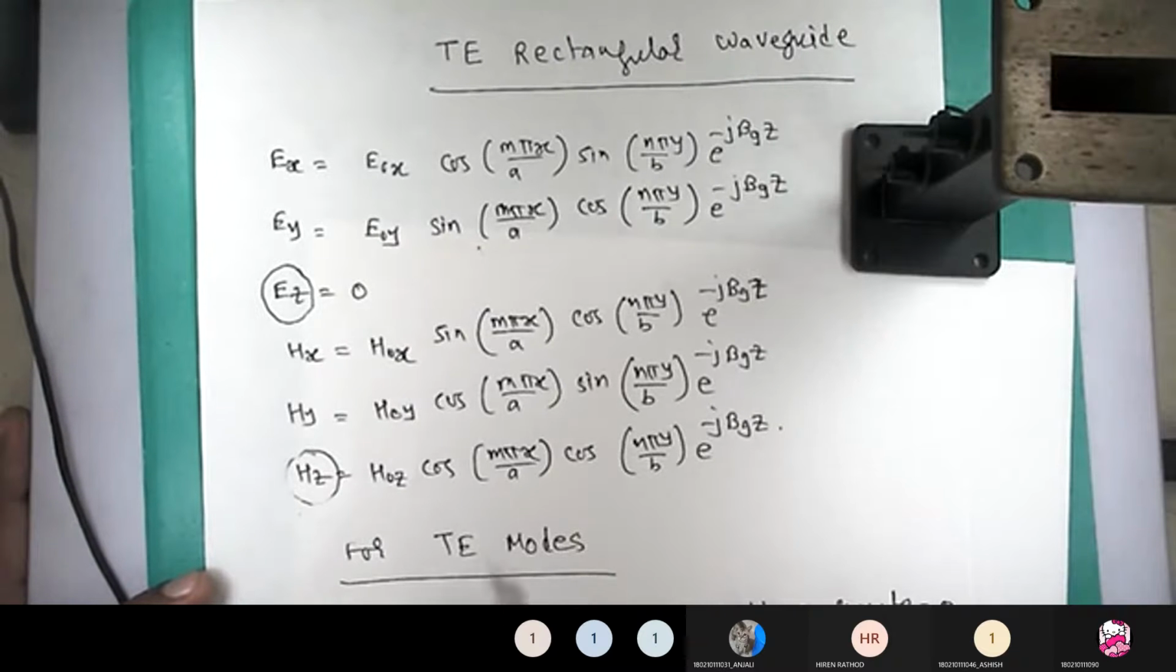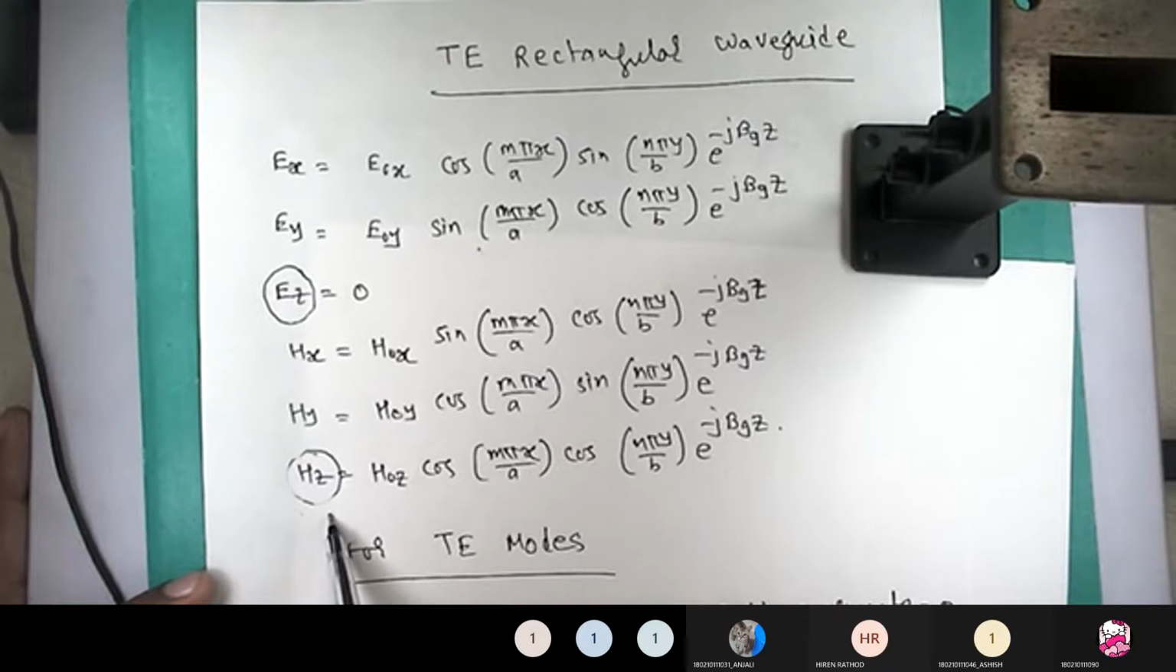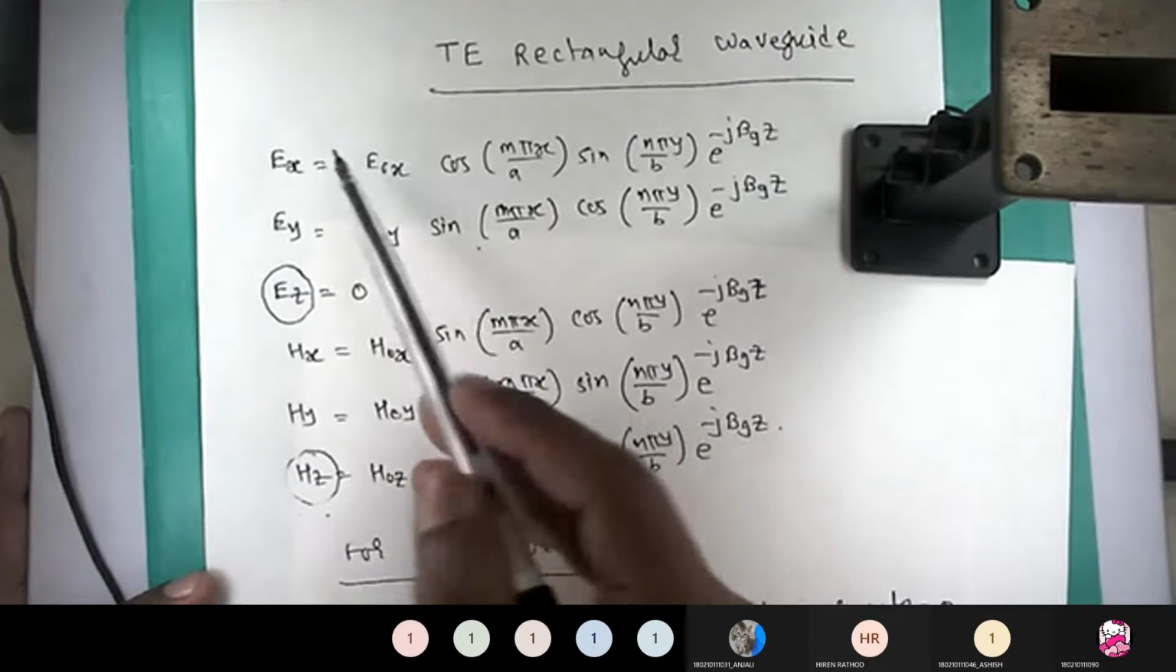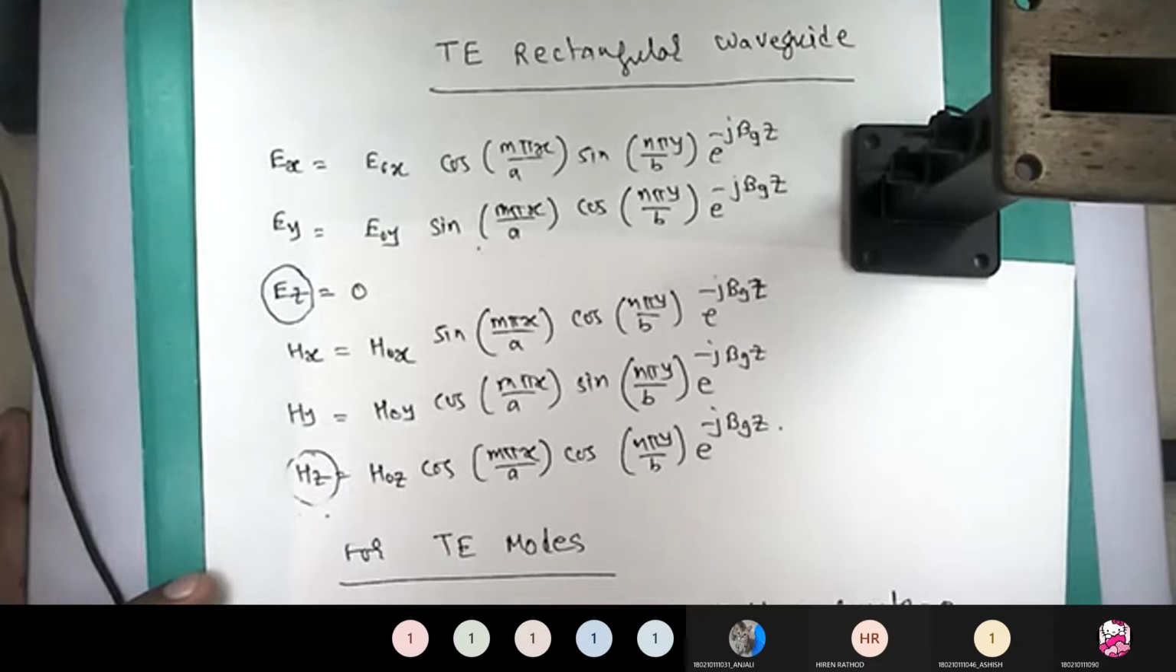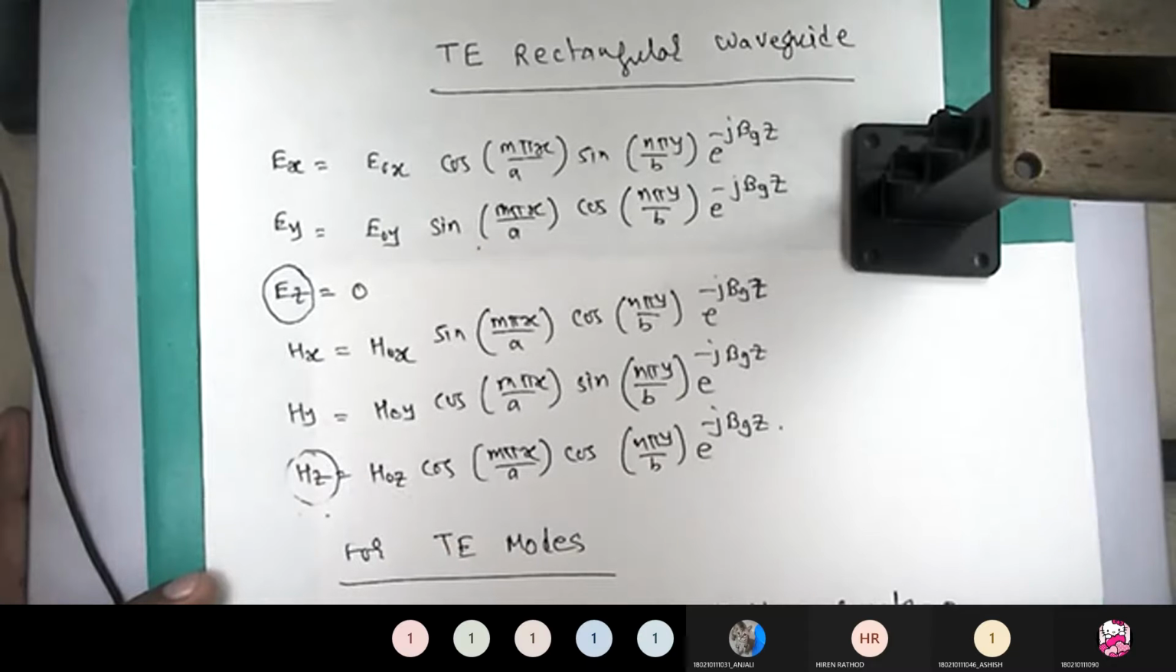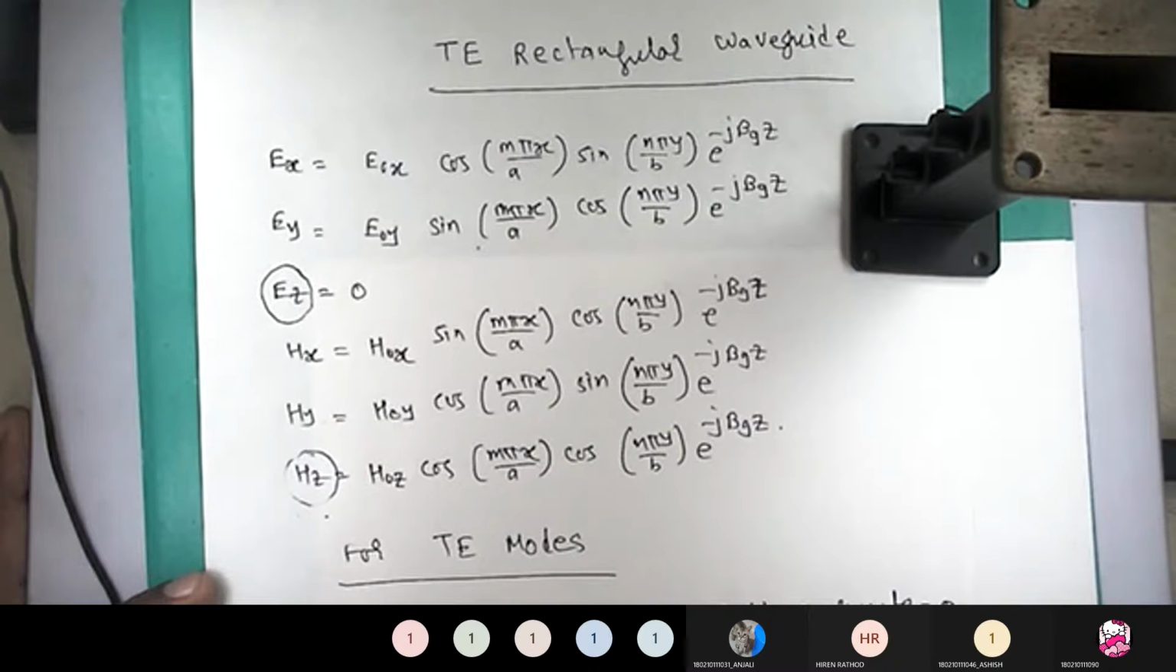So ultimately, first of all, we obtain these Hz expressions, and by substituting and using the Maxwell equations, we obtain this Ex, Ey, Hx, Hy, and we also know by default Ez equal to 0. So with this, we now have the idea about the way in which the fields reside in a TE mode in a rectangular waveguide. So let us see the different modes that can exist in a TE mode.